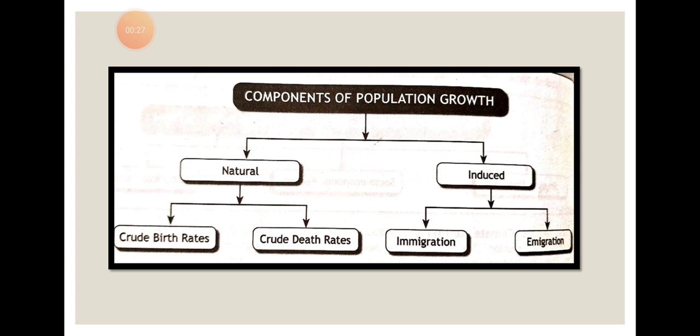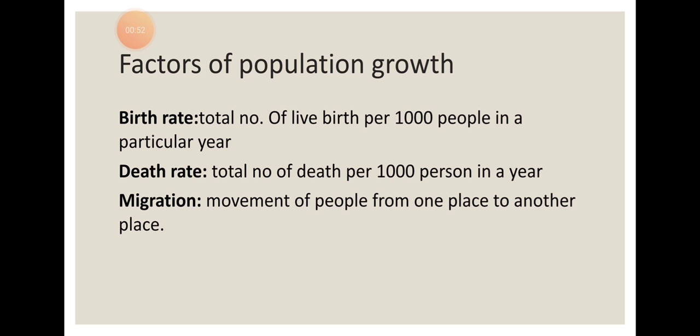Today we are going to discuss the components of population growth, or the factors. There are two components, natural and induced. Already you all know natural growth rate. We calculate it with the help of the crude birth rate and crude death rate, and induced growth rate we calculate with the help of immigration and emigration. Immigration means inward migration and emigration means outward migration.